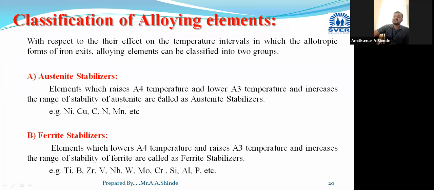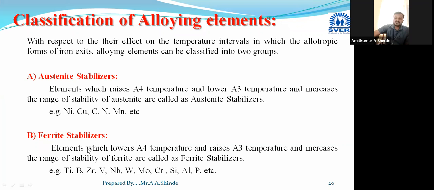Elements which raise the A4 temperature line and lower the A3 or A1 temperature line, and increase the range of stability of austenite, are termed as austenite stabilizers. And these elements are nickel, copper, manganese, carbon, and nitrogen.